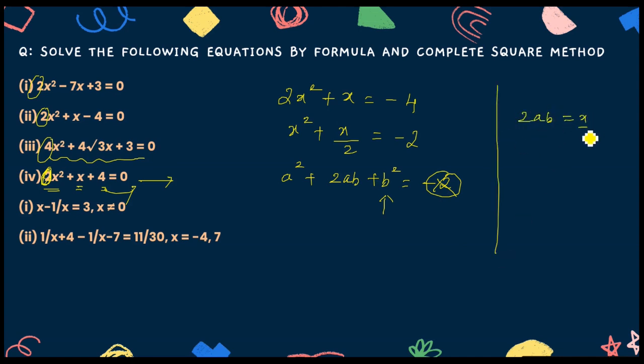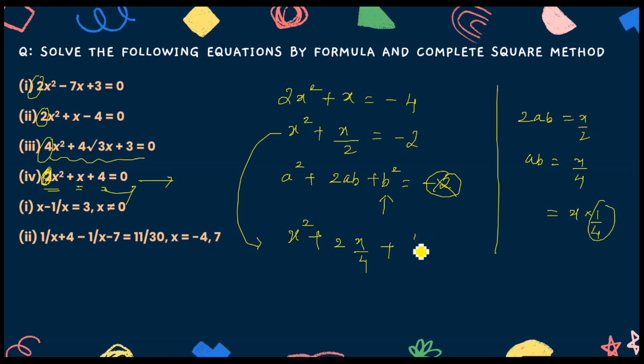Okay. So our 2ab is x by 2. Then what is our ab? x by 4. Correct. We'll come here and rewrite this: x square plus 2x by 4. See here, this x by 4 can be written as x into 1 by 4. So this 1 by 4 is a constant. So I will add (1 by 4) square here. Then this side also I will add (1 by 4) square. Okay. So I will get x square plus 2x by 4. Don't try to cancel all this.